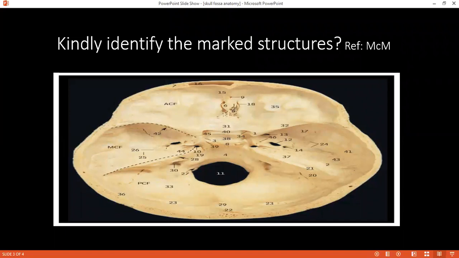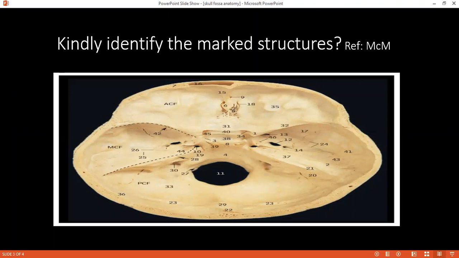Can you please tell me what structures pass through the foramen magnum, and which number is the foramen magnum? The number 11 in the image is the foramen magnum. The structures passing through the foramen magnum: two arteries, the anterior and posterior spinal arteries, and the vertebral artery. Then there is the lower part of the medulla oblongata, the spinal root of the accessory nerve, the tectorial membrane, and the apical ligament of the dens.